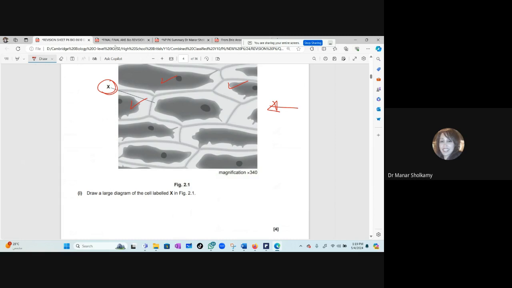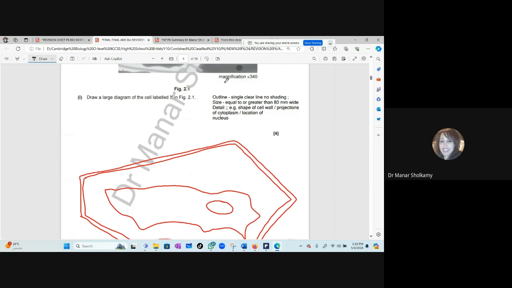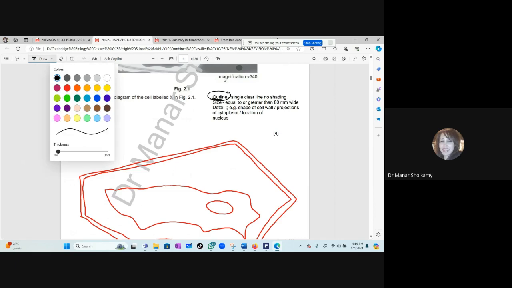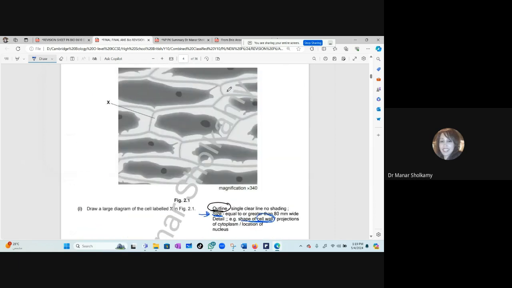Now, how do they grade you? I want to show you. Look at the grade: outline, size, detail. This outline means the shape. It has to have exactly the same shape. And the size, okay? It has to be like half the size, double the size. So use all the space available. Detail: shape of the cell wall, or projections of cytoplasm, or location of the nucleus. So the details, exactly what you see.